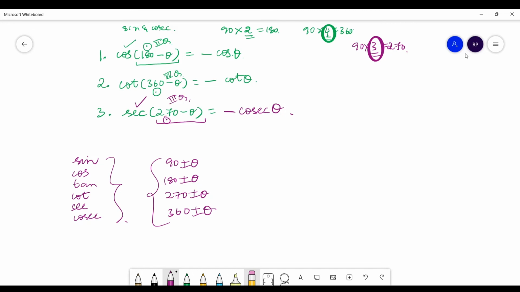Even while simplifying in proof questions, or if you have to find the measure of some angle, even then it is going to help. Just remember the ASTC rule to see which sign to give, plus or minus. And remember this odd or even multiple of 90 concept to see whether the function should change into its co-function or not. And you have to remember the quadrant angles, which angle lies in which quadrant.